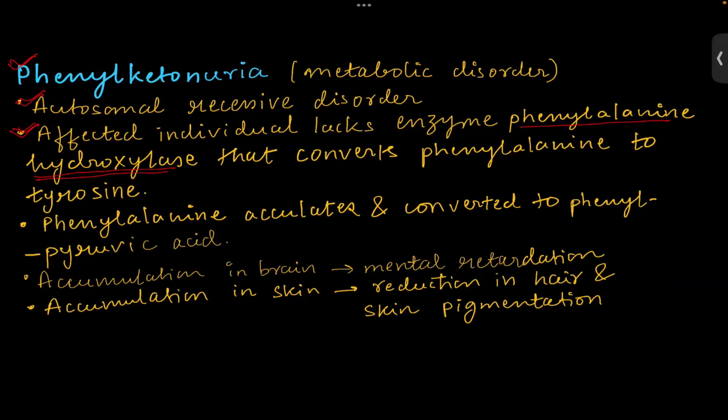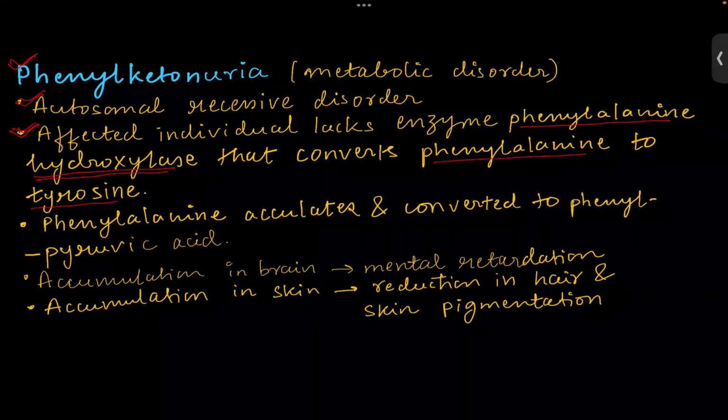So this enzyme, in normal condition, converts the amino acid phenylalanine to tyrosine. Now, since the affected people do not have this enzyme, this conversion doesn't happen, because of which phenylalanine accumulates within the cell, and while it accumulates, it gets converted to phenylpyruvic acid. Now, this phenylpyruvic acid is very toxic to the cell.